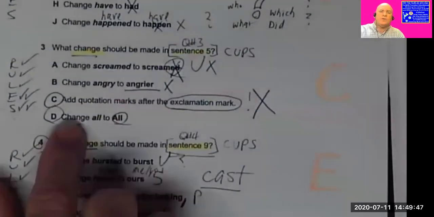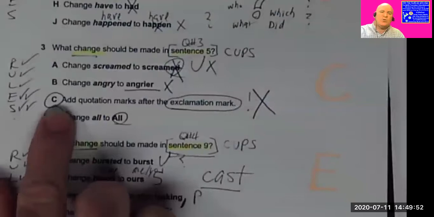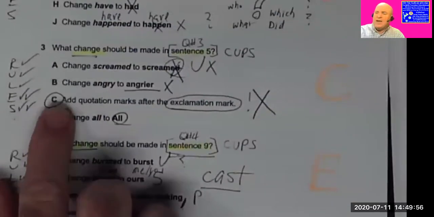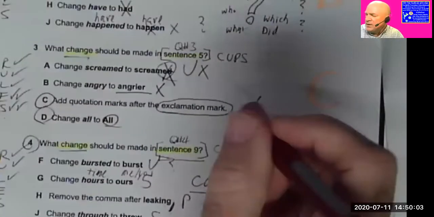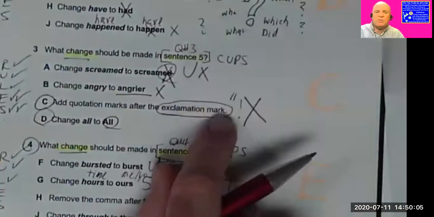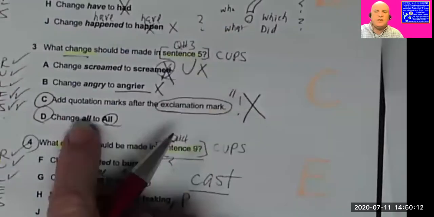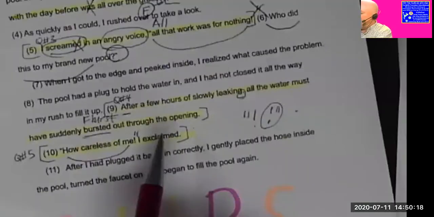What we thought was the case was that there were two correct answers. And when I looked more closely, I can't pick letter C because we would not do what it says here and insert quotation marks after the exclamation mark of sentence 5. It's going to be change lowercase all to capital all. And so let me show you why that needs to be the case.